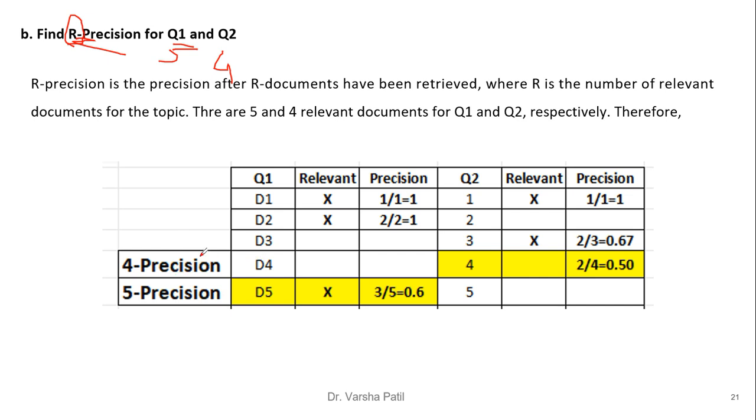So for Q1, relevant documents are 5, so we are taking the precision at the 5th level, and for Q2 the 4 documents are relevant, so we are taking the precision at the 4th level. So this is nothing but the answer.